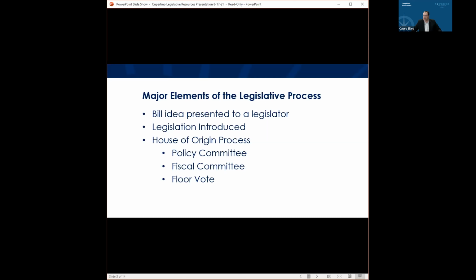A fiscal committee, depending upon whether or not there's a monetary impact from the legislation to the state. And then as well as a full vote of the floor in that house. Each of those steps along the way, there's opportunity for public engagement, whether that's making a position known, testifying at committee hearings, reaching out to legislators.